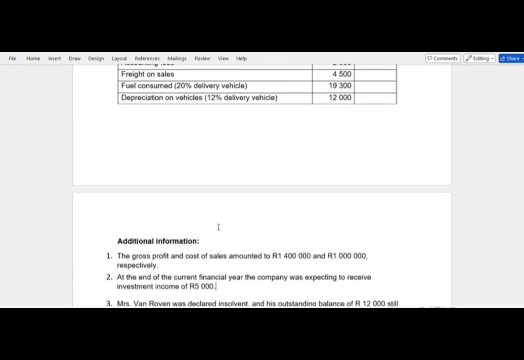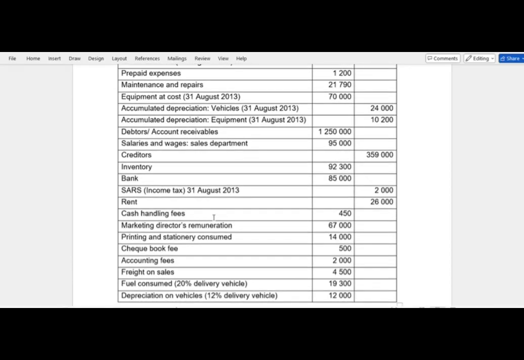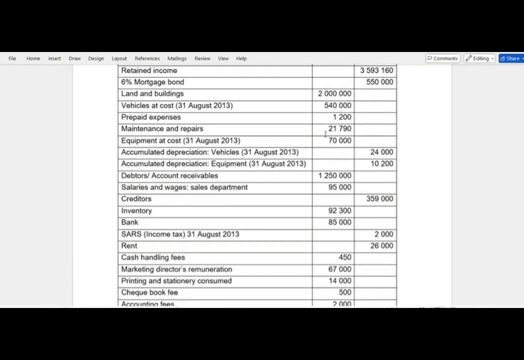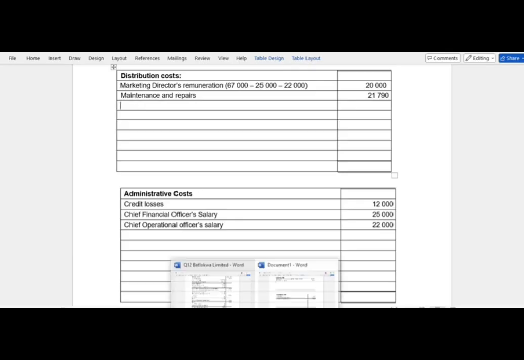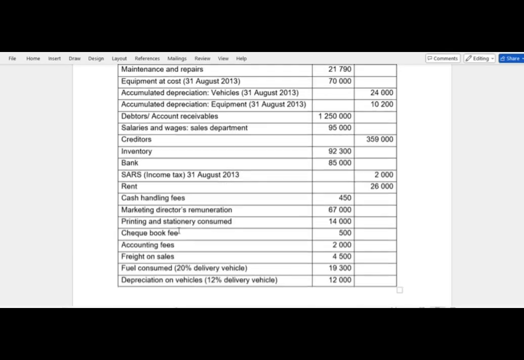Maintenance and repairs, they were done on the delivery vehicle for how much? Let's see. Maintenance and repairs up there were done for 21,790. We come this side and say 21,790, because they are for the delivery vehicle. That is the car that we use to distribute products to the clients when we've sold to them. So this is a sales expense. Then let's proceed with the next transaction.